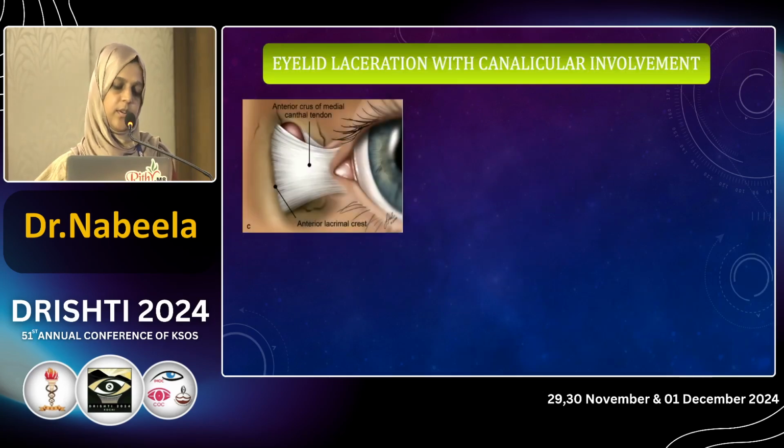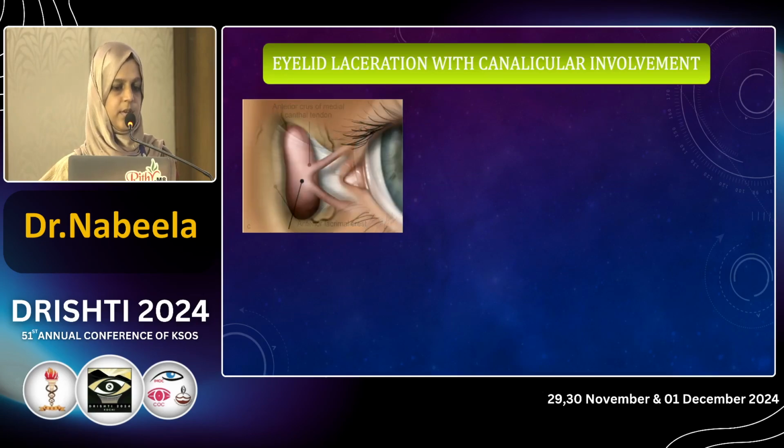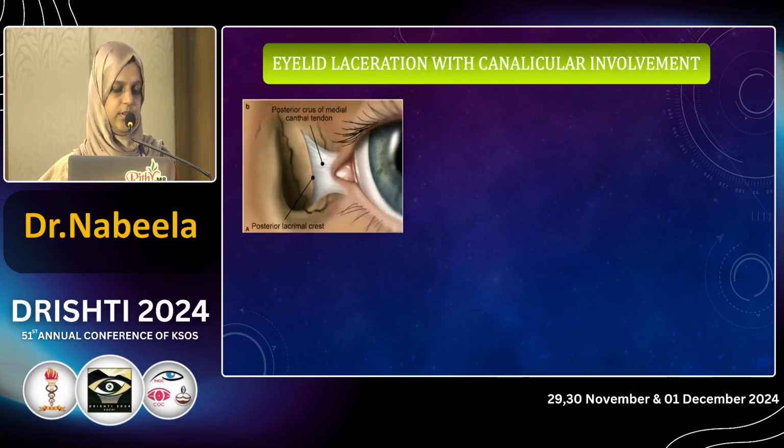Another thing to remember is that the canaliculus is closely related to the medial canthal tendon. So you may have medial canthal tendon injury associated with a canalicular injury. Okay, so here this is the anterior crus of the medial canthal tendon. Just behind that you have the lacrimal sac and the canaliculus, and behind that the posterior crus.